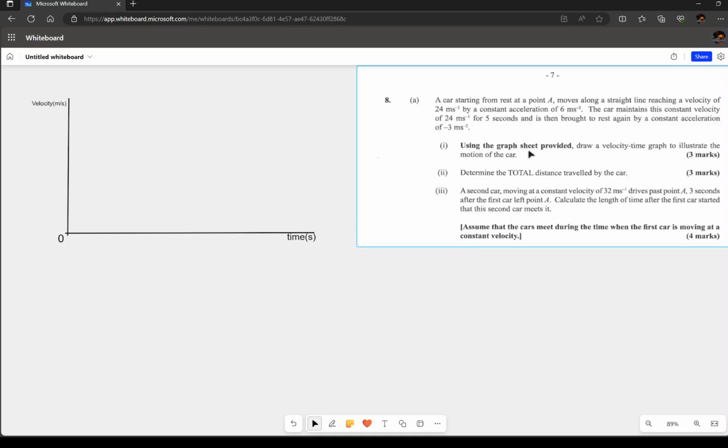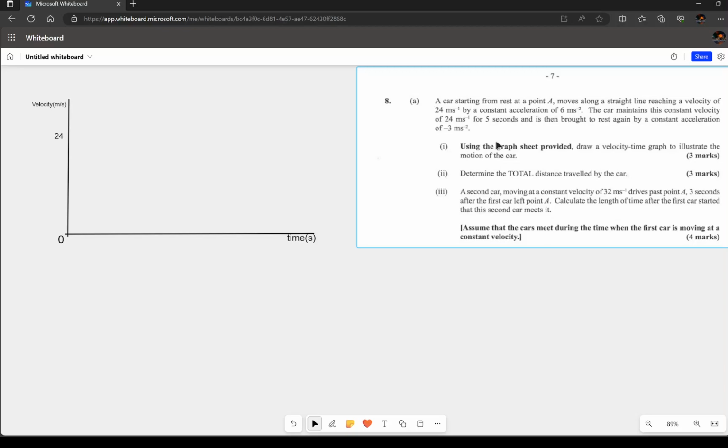In order to make this graph, we're going to need to figure out the total time, and we also need the maximum velocity. But the maximum velocity is already given in the question, so we can just go ahead and fill that in on our graph, which I have already started sketching over here. So maximum velocity is 24. Just put that right there.